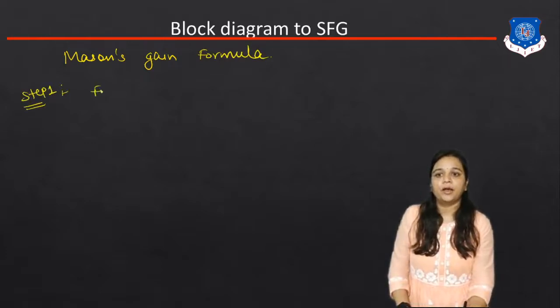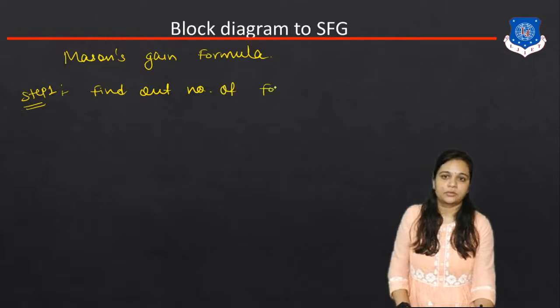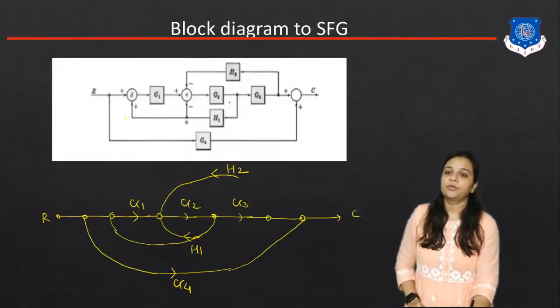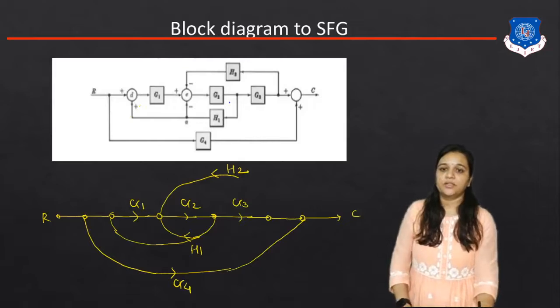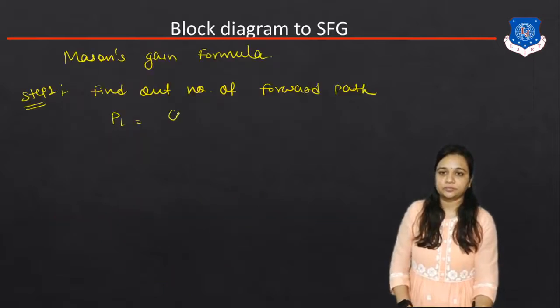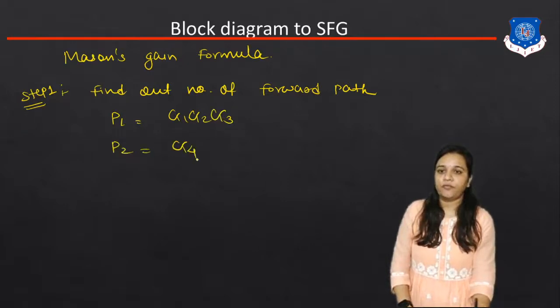Have to find out the number of forward paths. So P1 is equal to, using this, the first one is G1, G2 and G3, and the second forward path is G4.